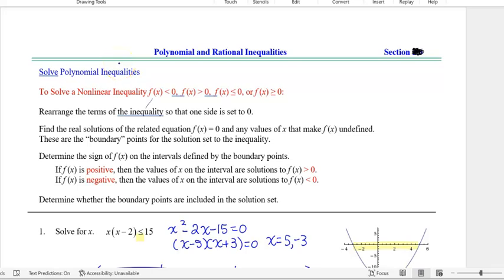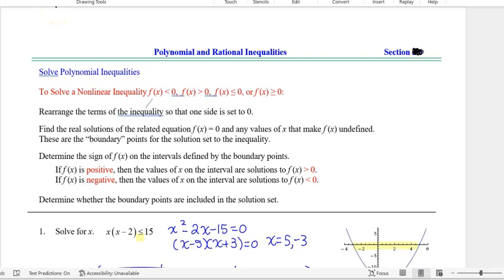So, in this video, we talk about polynomial and rational inequalities. As always, feel free to stop the video and copy the notes or try to solve the examples by yourself first, then continue watching the video.